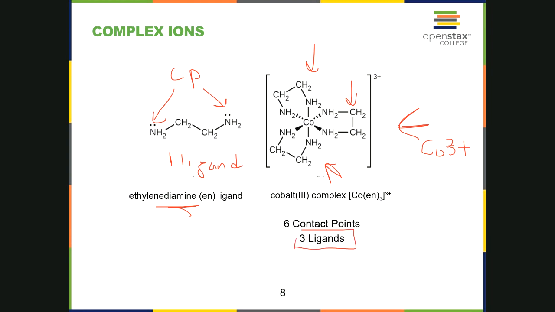If you take the molecule that's on the left and you just rotate the nitrogens around, it will look like one of these. So there is 1, 2, and 3 of those. So we have 3 ligands, but each ligand has 2 contact points. So 3 times 2 gives me 6 contact points.